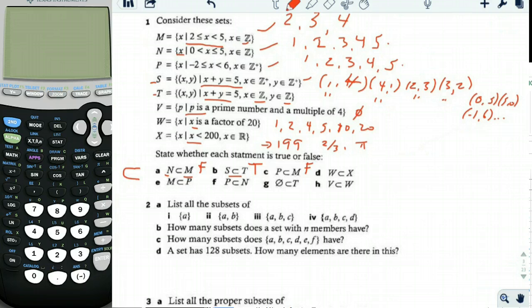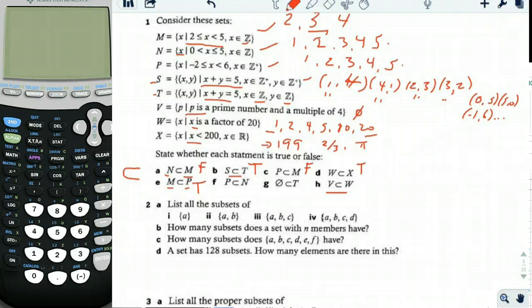W is a proper subset of X. Yeah, because look, W just has these 6 numbers in it. X has every number possible under 200, so that's true. What about M is a proper subset of P? M has 2, 3, 4. P has 1, 2, 3, 4, 5. So yeah, that's true. Okay? That wasn't too bad, right? Let's do this last one. V is a proper subset of W.